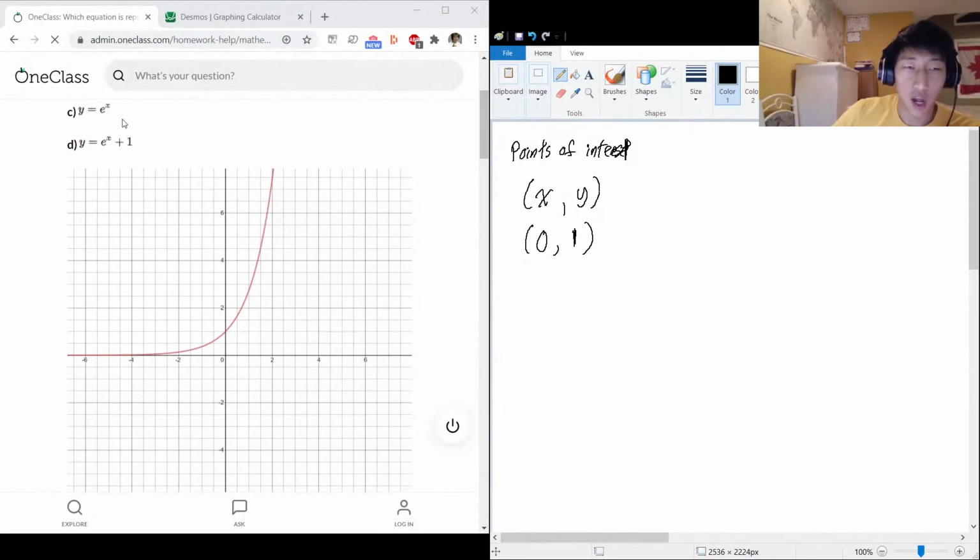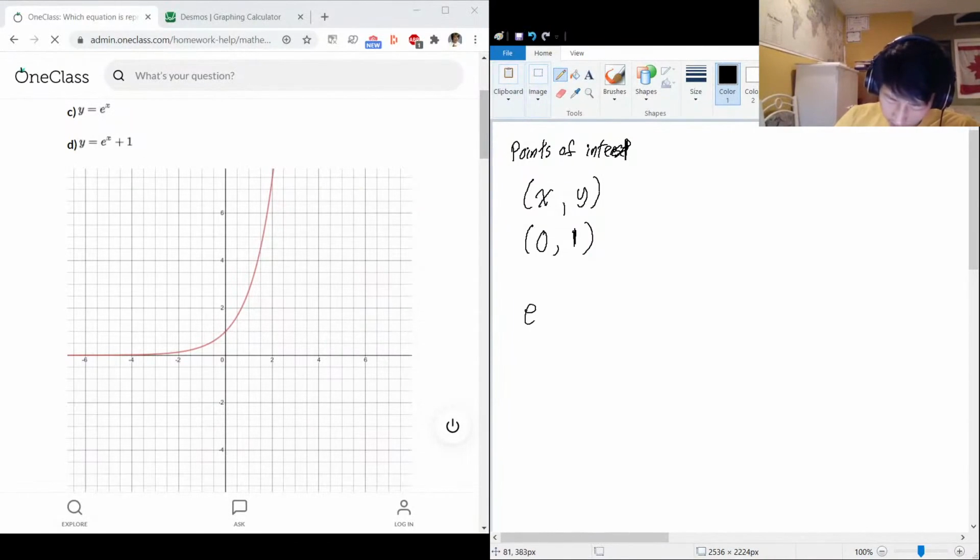So our remaining 2 options is y equals e to the power of x, or y equals e to the power of x plus 1. Let's sub in this point of interest. If it works for these equations, then we'll need to do further analysis, but I got a feeling this should tell us exactly which one of these options it is. Let's start with C, because that's what I see first.